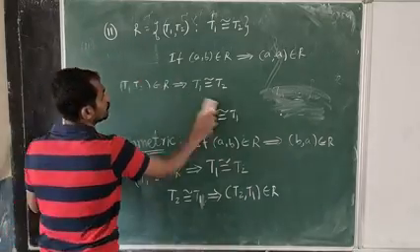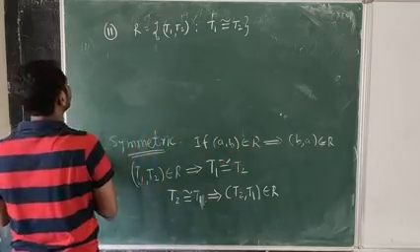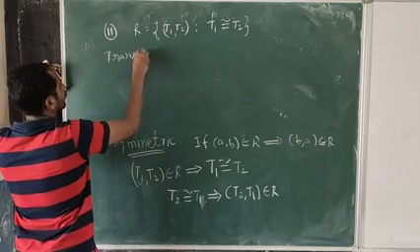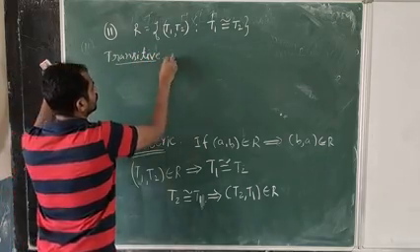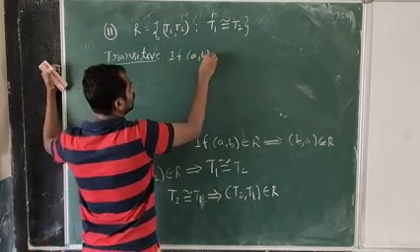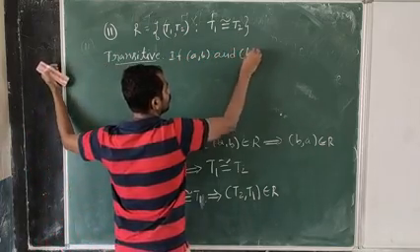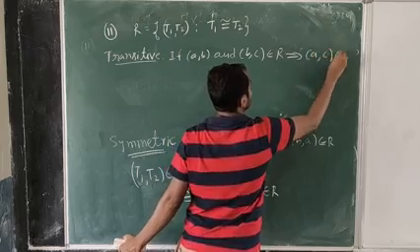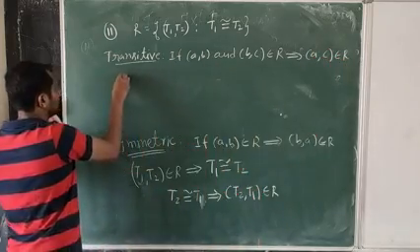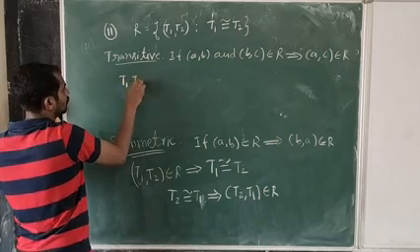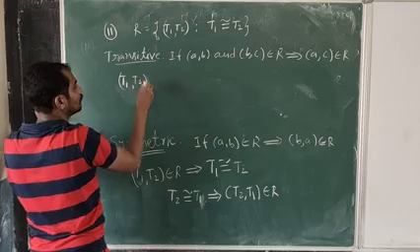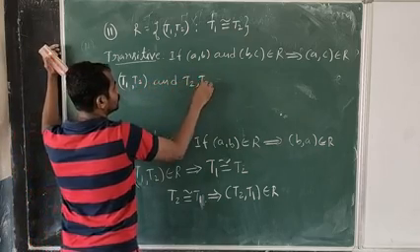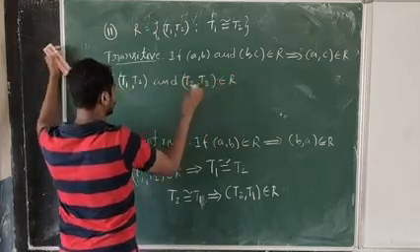Next, transitive. For transitive, what is the condition? If (A, B) and (B, C) belong to R, then you have to show (A, C) belongs to R. We select (T1, T2) belongs to R and (T2, T3) belongs to R.